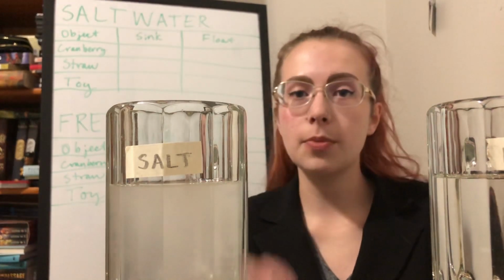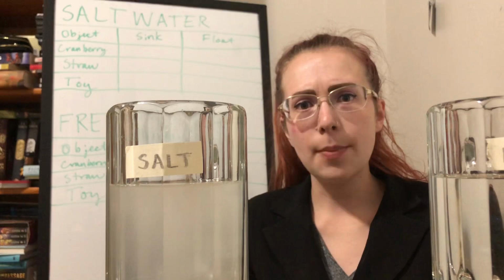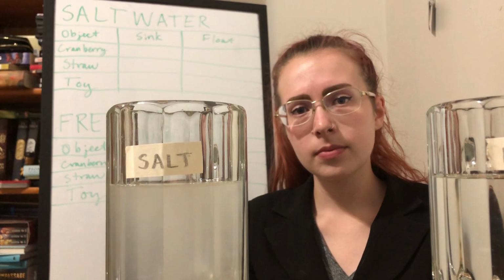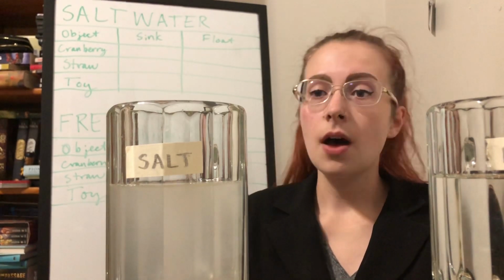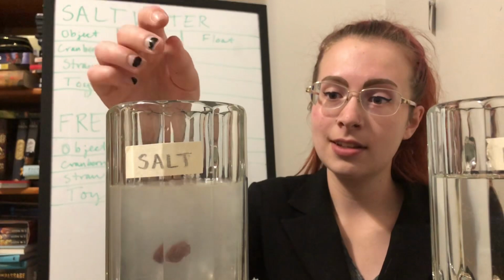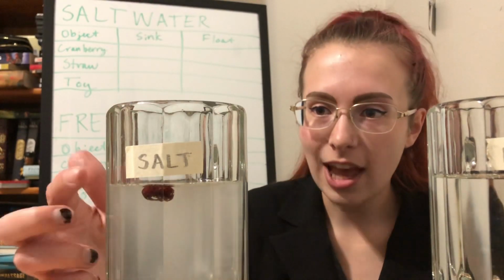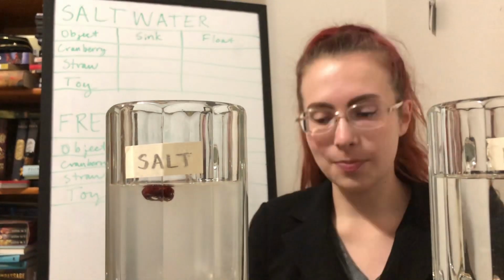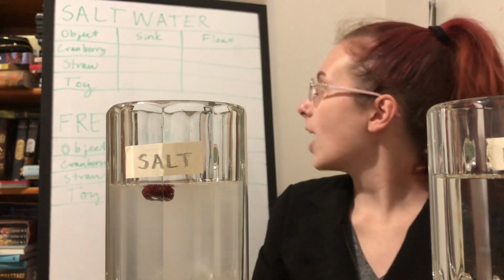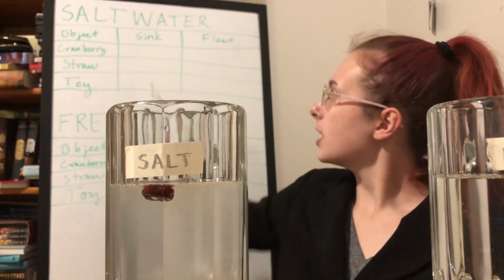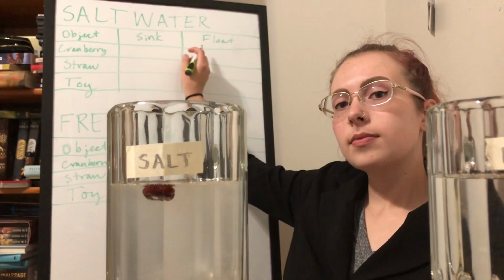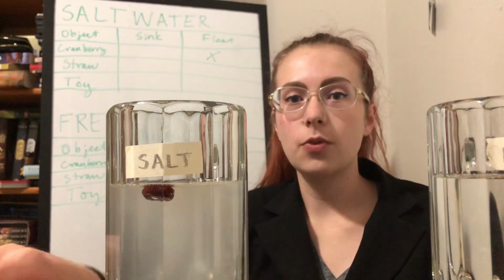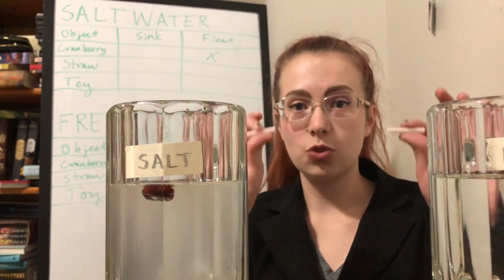All right, now I'm going to put a cranberry in the salt water. What do you think is going to happen when I drop it in the salt water? All right, let's see if you're right. Would you look at that in the salt water? The cranberry floated to the top. See right there? It's right at the water line. All right, so if we turn to our graph, we're going to look for our object, the cranberry, and did it sink or did it float? It floated, that's right.